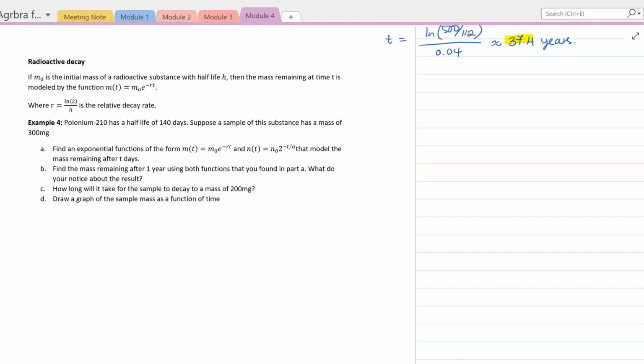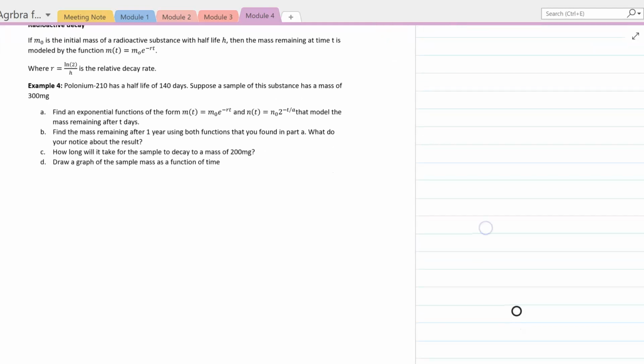Radioactive decay. So, example: polonium-210 has a half-life of 140 days. Suppose a sample of the substance has a mass of 300 grams. Find the exponential function, in the two forms, that models the remaining mass after T days. Okay, so let's start with this.